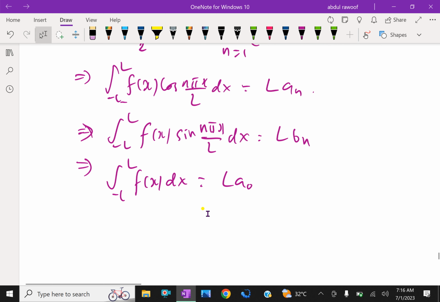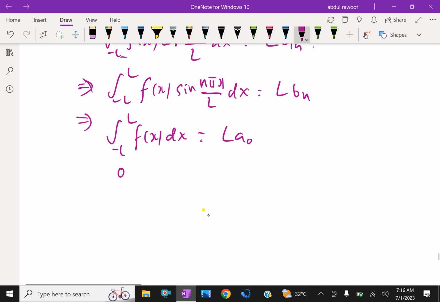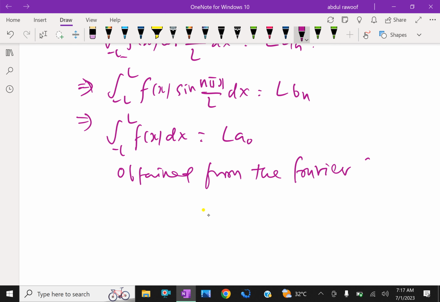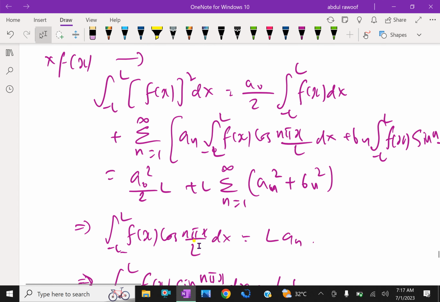So we compared and obtained from the Fourier coefficients. Now the required result follows, and dividing both sides of the equation by L, the Parseval's identity is valid. That means it holds under less restrictive conditions than imposed here. This is a proof for Parseval's identity.